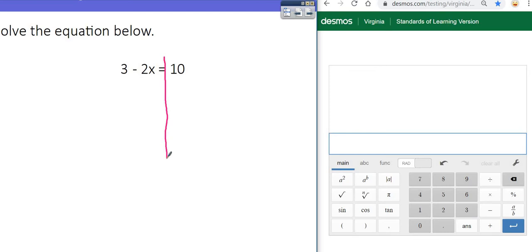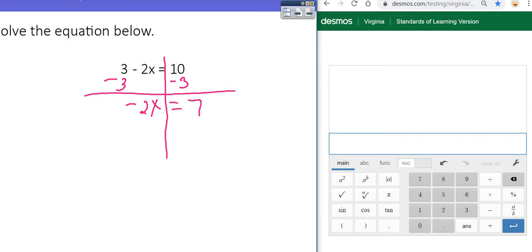So the first thing we're going to do is see, do we have to combine like terms? We don't. So let's look at this. See that 3? We've got to get rid of it first. So we're going to subtract that 3 on each side. Then we're going to bring down the negative 2x. That's all that's left there because 3 minus 3 is 0, and 10 minus 3 is 7.